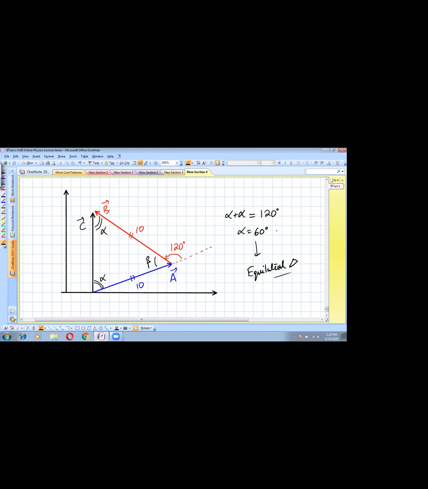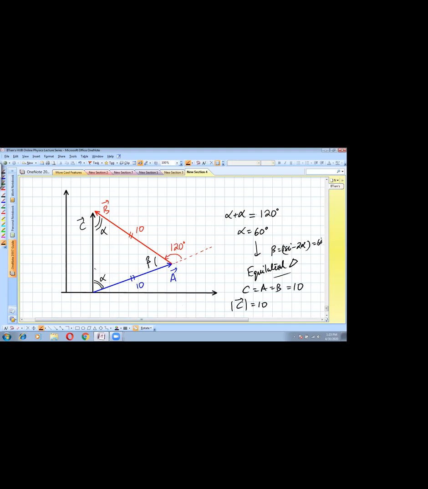Okay, so equilateral triangle, because if these two are alpha 60, then automatically this also becomes 60. Because beta, which is 180 minus 2 alpha, becomes equal to 60. This is alpha. So it's an equilateral triangle. So that means this side is also equal. So that means C is equal to A is equal to B is 10. So the magnitude of the vector C is 10.